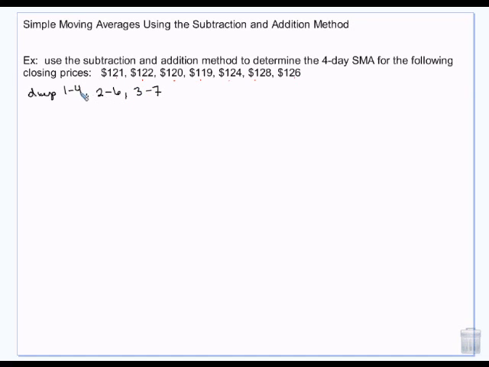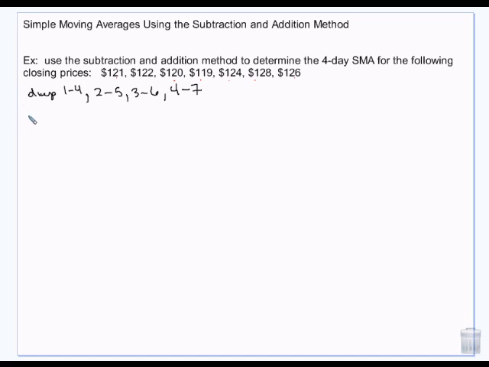Wait a minute. 1 through 4, 2 through 5. Sorry about that. 2 through 5, 3 through 6, and then 4 through 7. Okay, so I'm going to need to do 4 averages. Okay, and the way I had done it in the past is I would add up the 4 and divide by 4, then add up the next 4, divide by 4. Well, this one's called the addition subtraction method, and you may like it better, you may not.